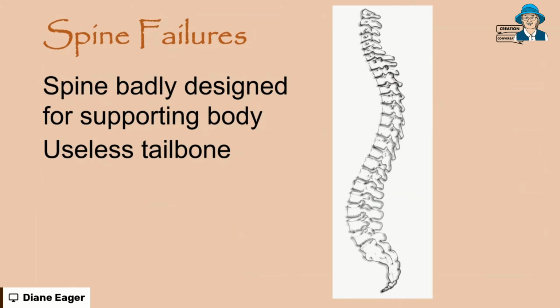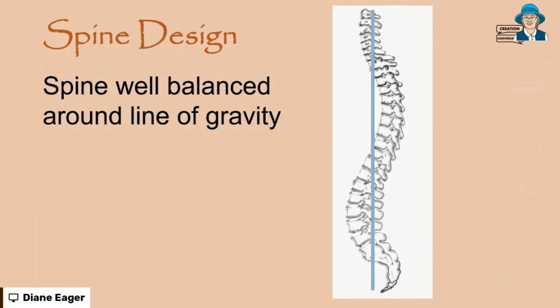But the human spine with all of these curves in it is actually a piece of brilliant design, because if you were to draw a line down through the center of gravity, the center of gravity for the body is actually down in the pelvis. But if you were to draw a line that goes down vertically through the whole body, you'll see that the spine is very well balanced around the line of gravity, and those curves actually keep that balance very well.